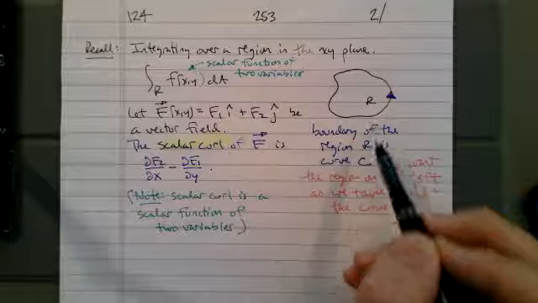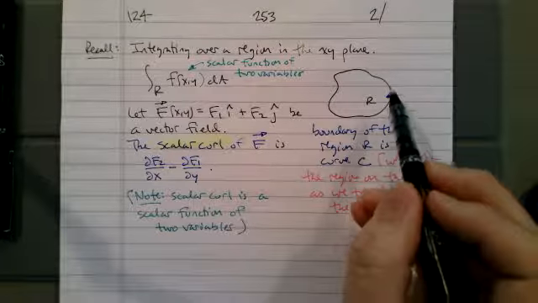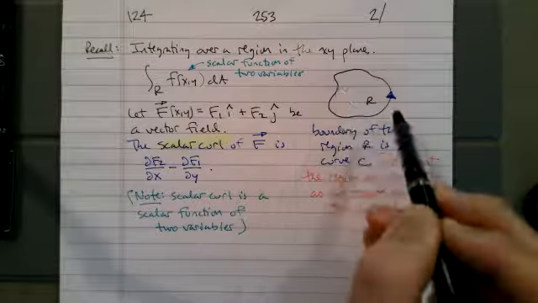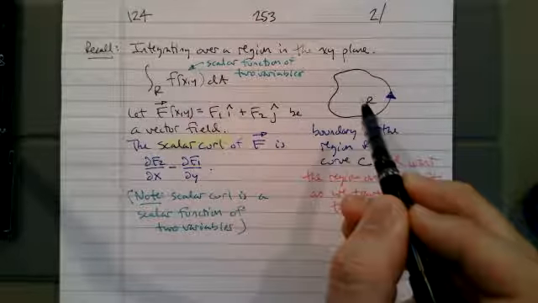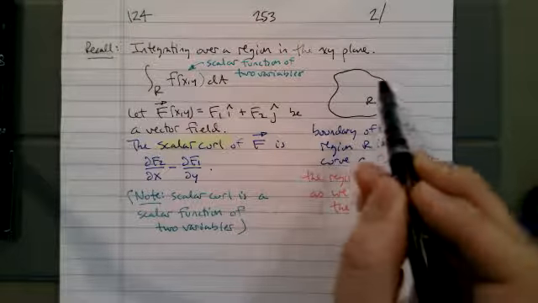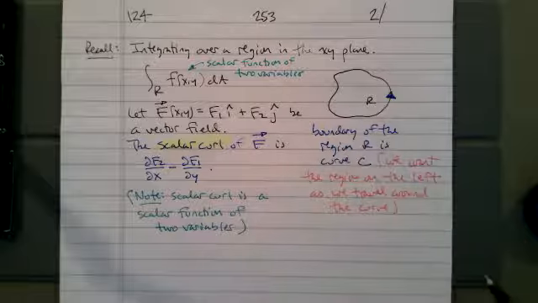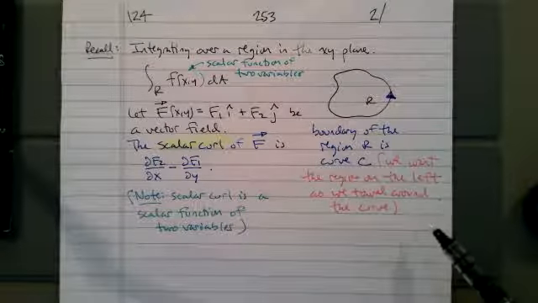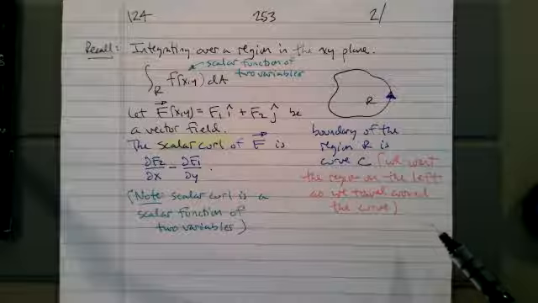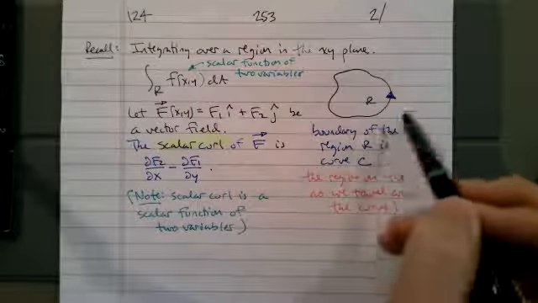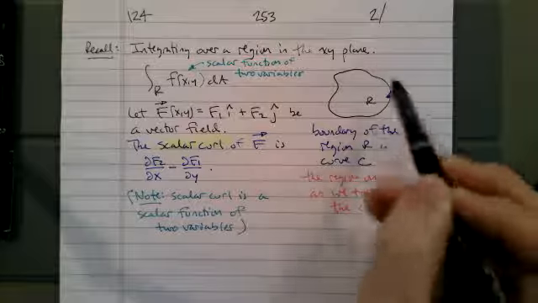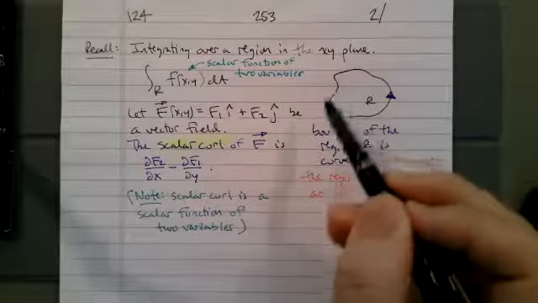And now we're going to define the boundary of the region as some curve C. And the orientation of the boundary is going to be such that the region is on the left as we travel around the curve. We want the region on the left as we travel around the curve. So that means, if we take a big view, we'll be traveling counterclockwise around the region.